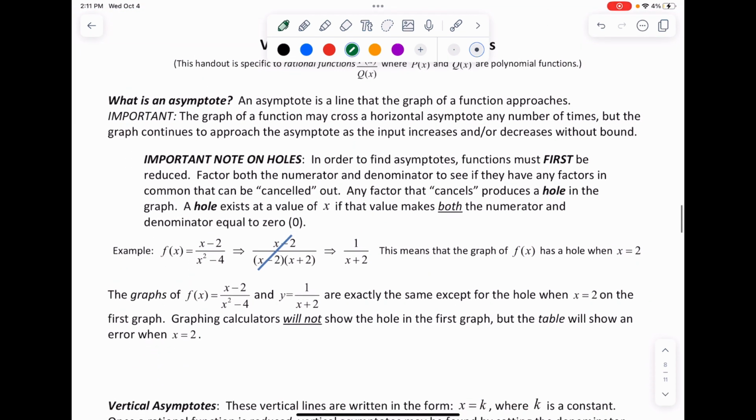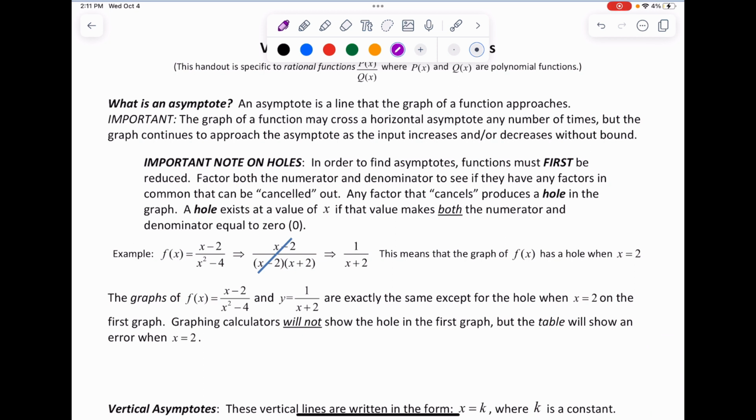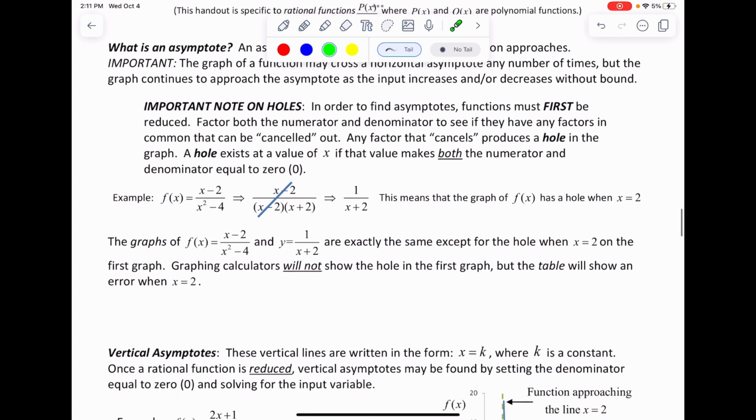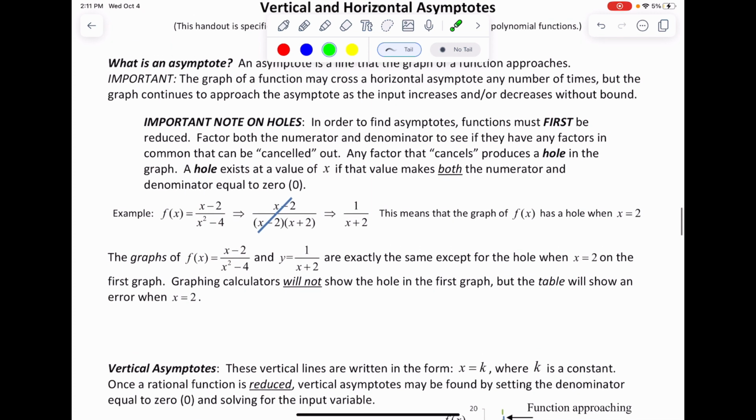Okay, so let's start off by looking at this right here. What is an asymptote? An asymptote is a line that the graph of the function approaches. So by now, hopefully we know this. Something that's important is that there are different aspects to rational functions besides the asymptote. We also have holes. And in order to find asymptotes, functions must first be reduced.